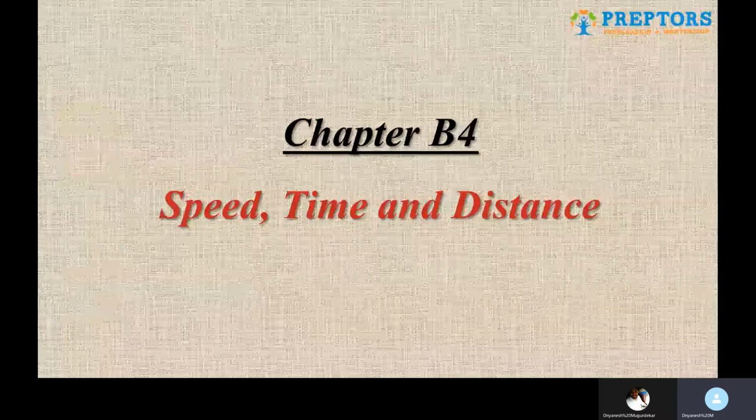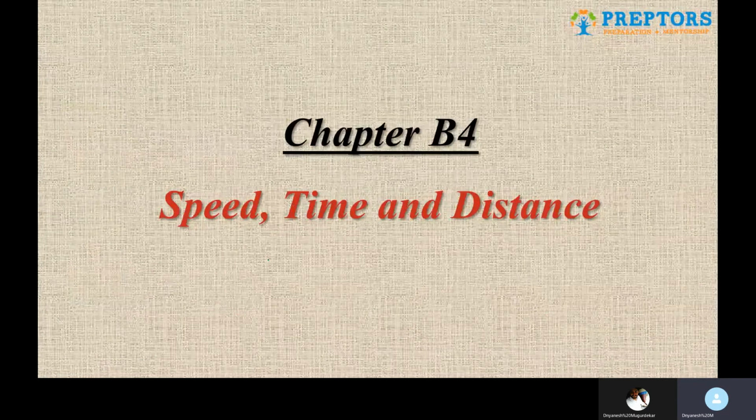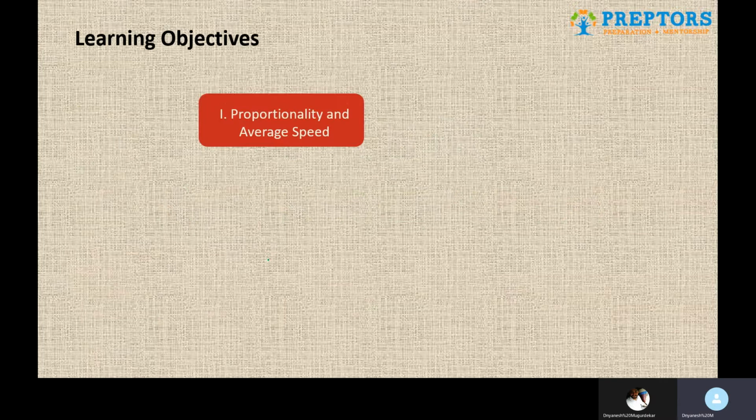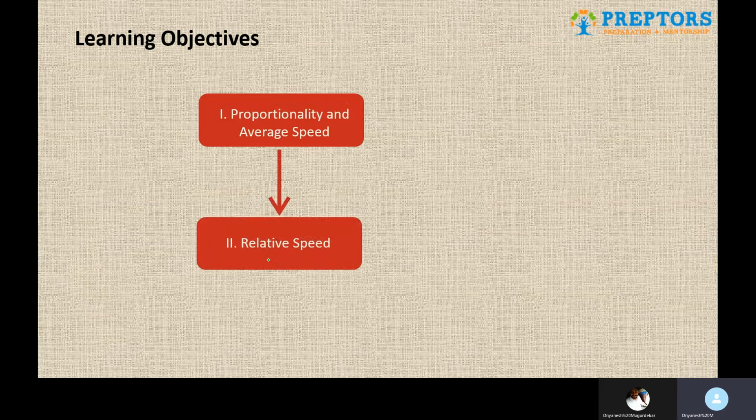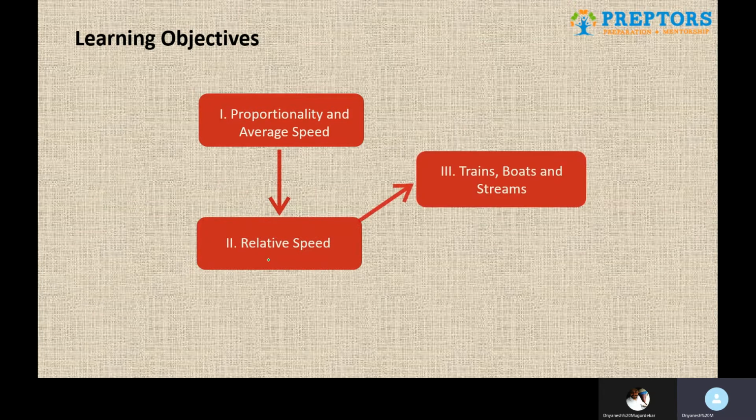Hi guys, so let's continue the B module and today we are doing a very important topic called time, speed and distance. There are multiple parts to this. One of them is the basic ideas and the concept of average speed. Then there is a new concept that we are supposed to explore, which is relative speed. And the third part that we are supposed to see is the questions based on trains and boats and streams.